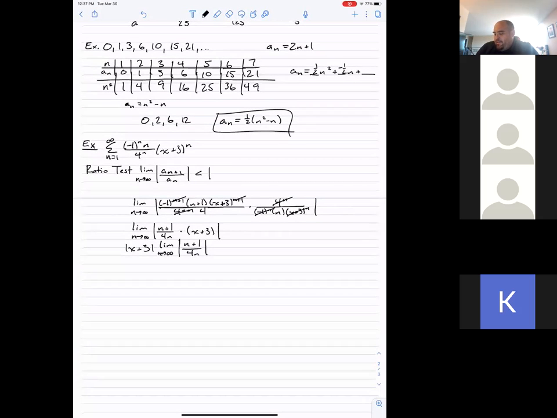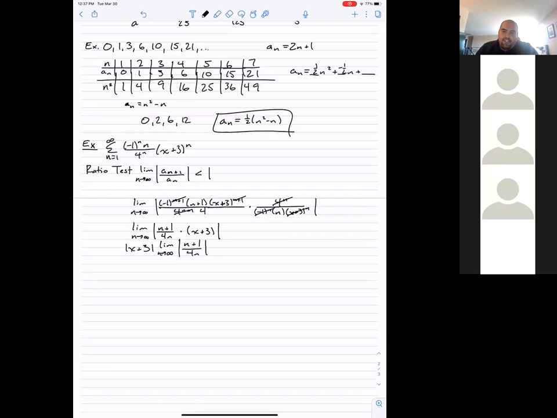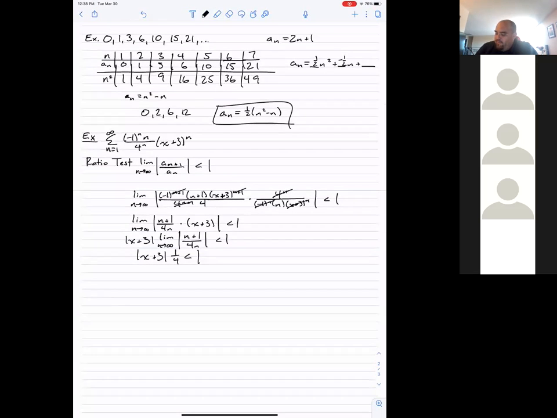Right, so this is one of those things. I have a rational function here, so you can compare the degree in the numerator to the degree in the denominator. And since they're equal, as n gets really big, that 1 in the numerator is going to get overwhelmed. So basically, this is going to approach n over 4n. So what I have is the absolute value of x plus 3 times 1/4, and I want to make this less than 1. So I'm almost to my interval of convergence. What else do I have to do?